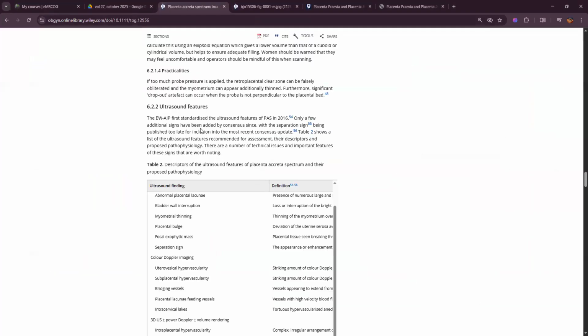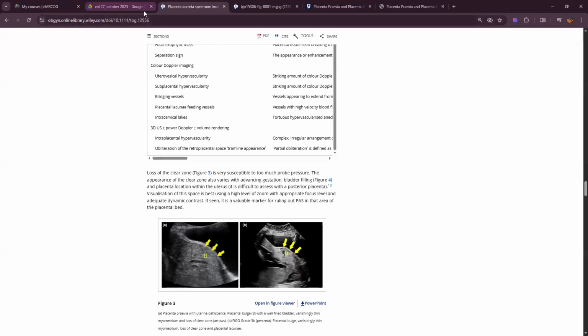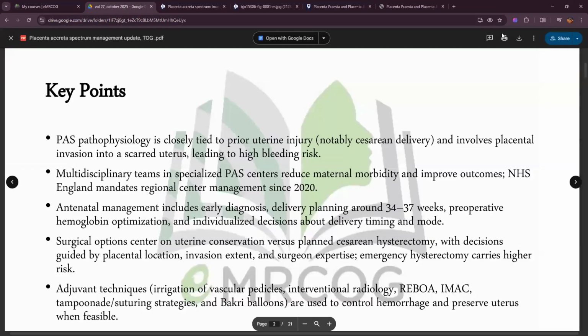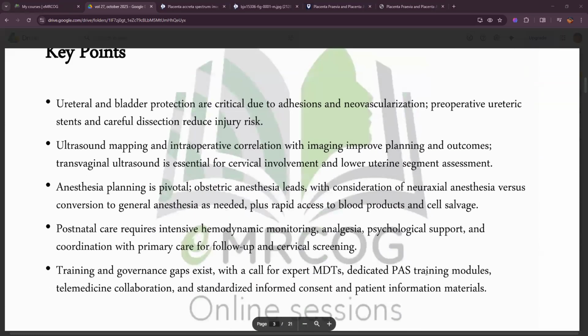Okay, so if we have an opportunity, we can go through this in detail. Today, we are going to see what the authors are talking about regarding the update in management. First of all, as I told you, they are trying to preserve the uterus. So they want us to be aware of the ureteral anatomy, the bladder anatomy, and take care while we are doing the dissection, because those are the most critical organs to be injured.